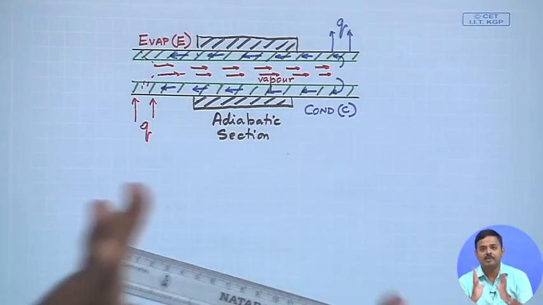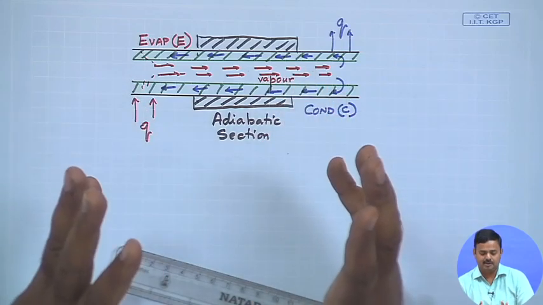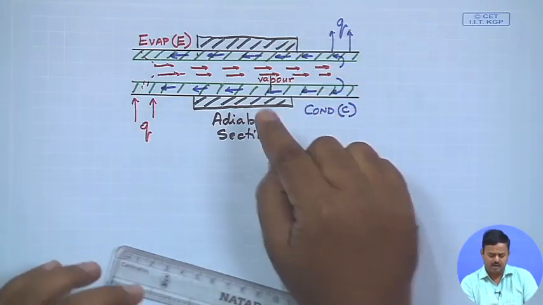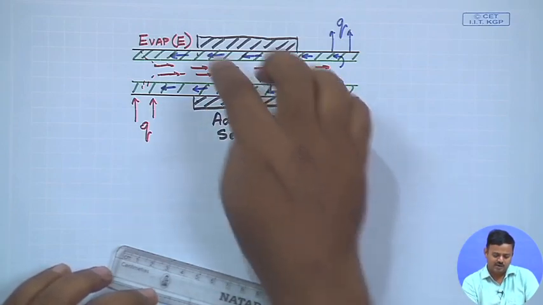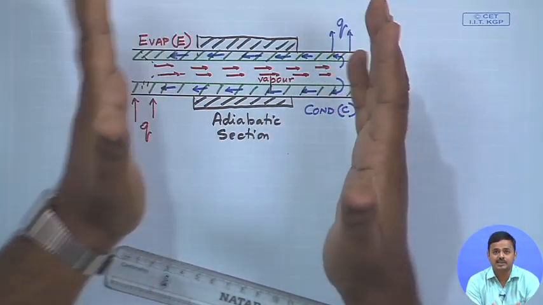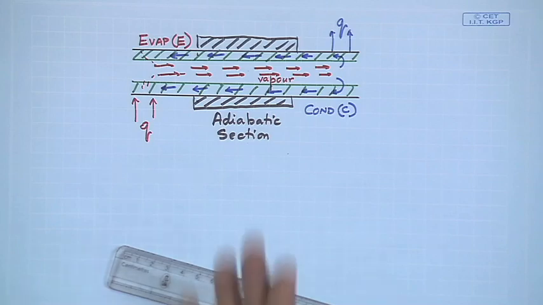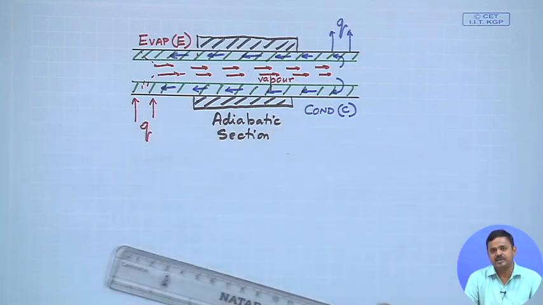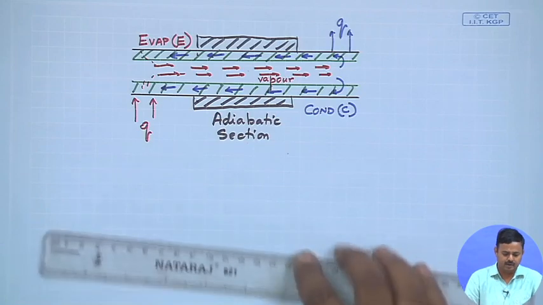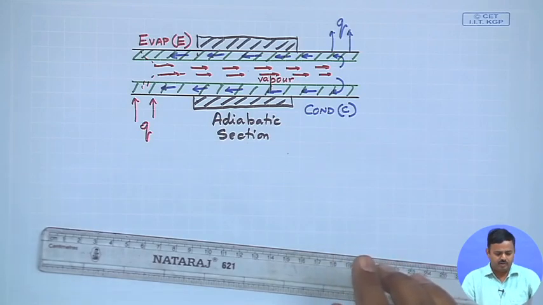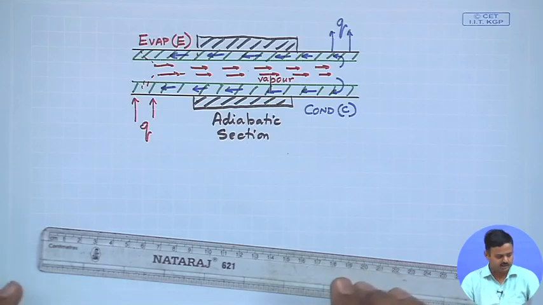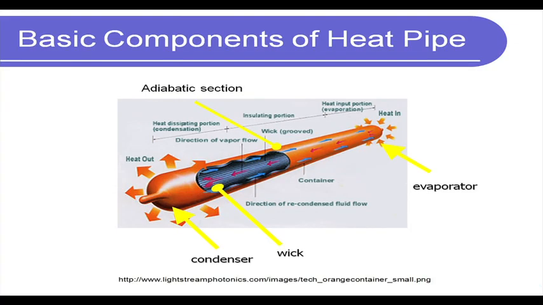Keep in mind, adiabatic section means that there is minimal heat loss. It may or may not be insulated. The way I have drawn it is insulated, just to show that it is an adiabatic section, but many a times even if you do not insulate it, which is actually true in many applications, we normally do not have too much heat loss from one end to the other. It is just because the vapor flows at a very high speed.